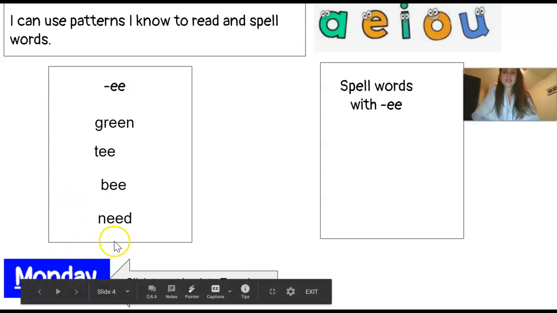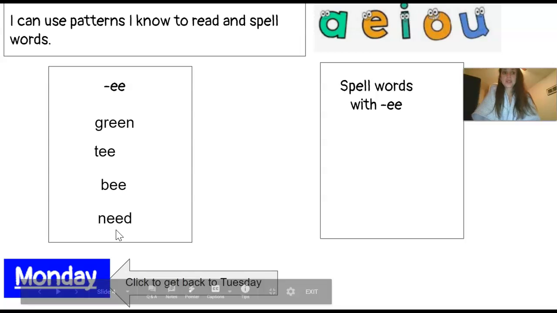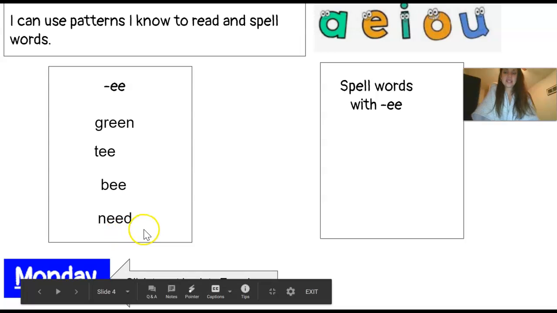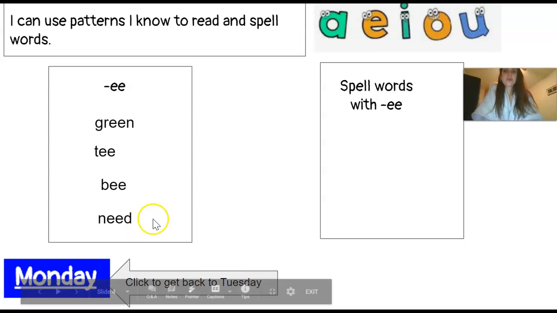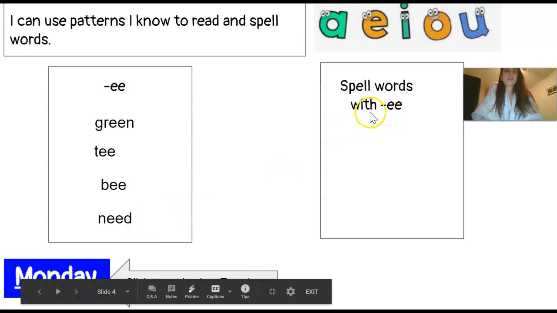Here's our last word in this column. And we have to ask ourselves, what pattern do we notice? Two E's make the long E sound. So the E is going to say its name. E. N, E, D. Need. I need a pencil to write. Need.